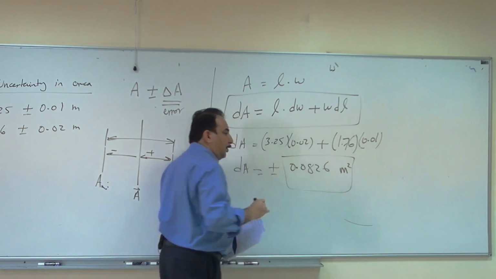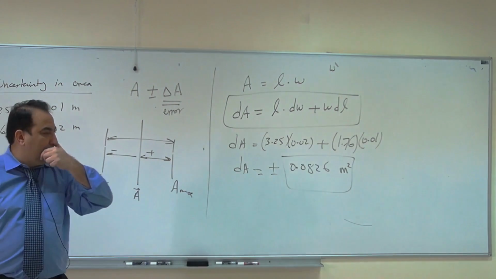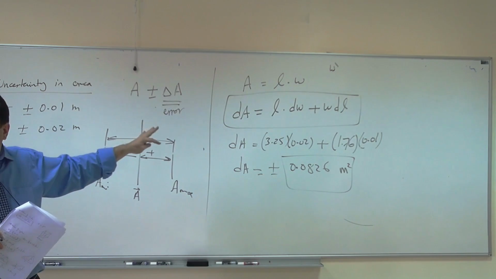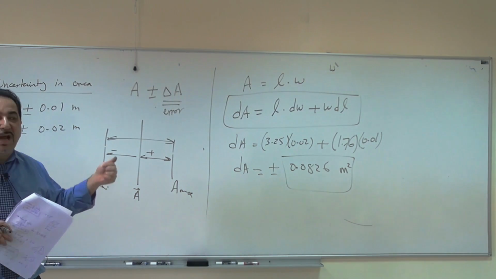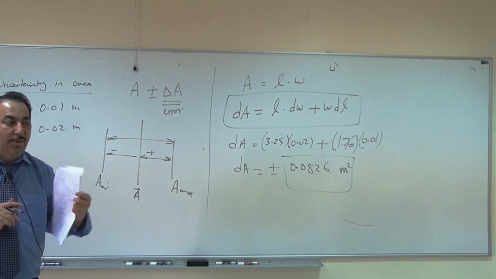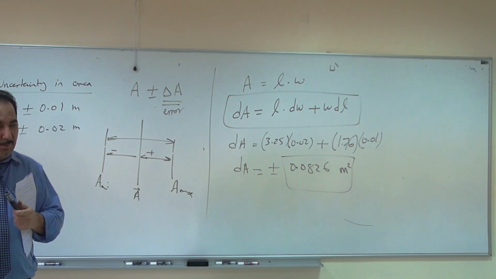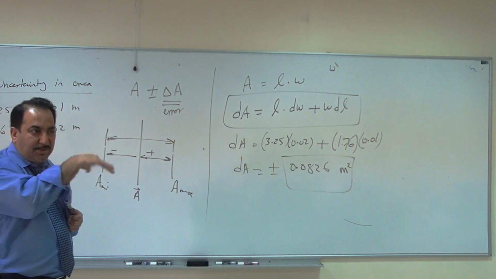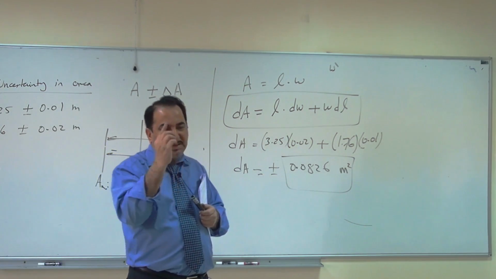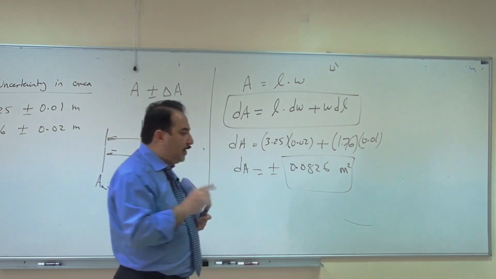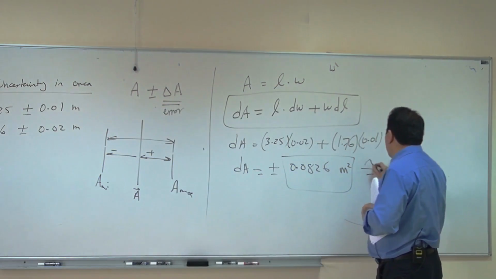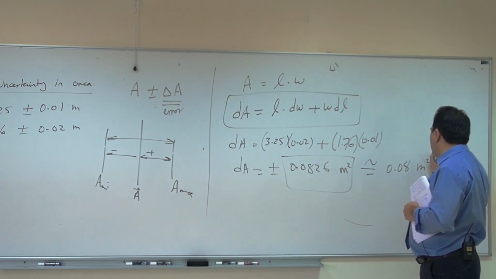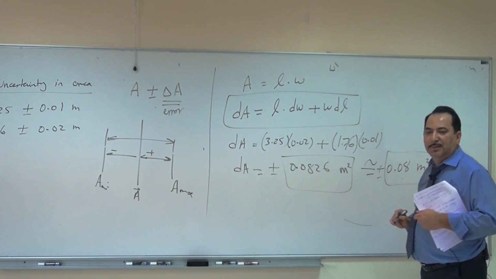Now, follow the rule. How many significance we have here? 3. But here, it's a mix of multiplication and addition, yes? But don't forget, I'm calculating errors. For errors, don't use the rules I gave you. Just use the general rule: one significant figure, regardless of what you do. Errors, just record them with one significant figure. So round this one to one significant, 0.08. Plus and minus. This is the error in area.